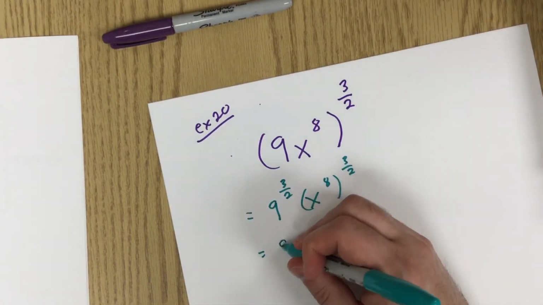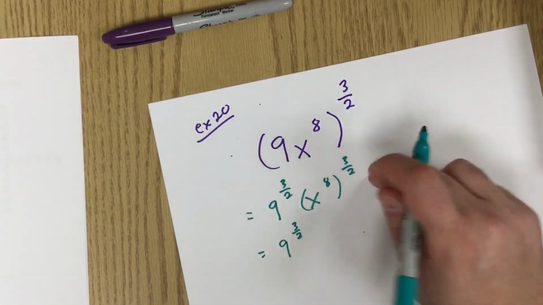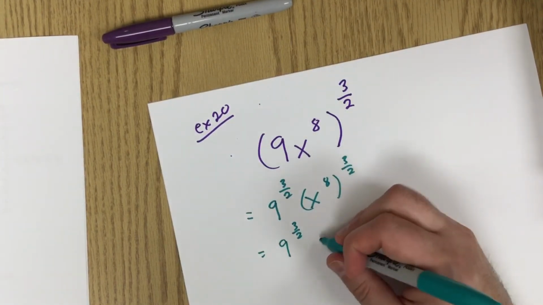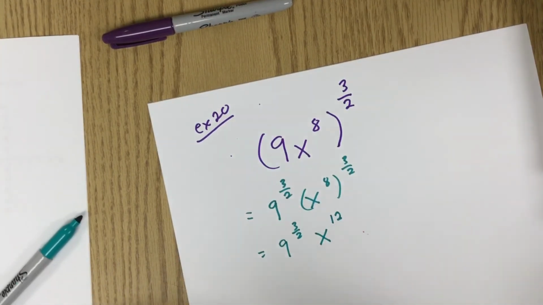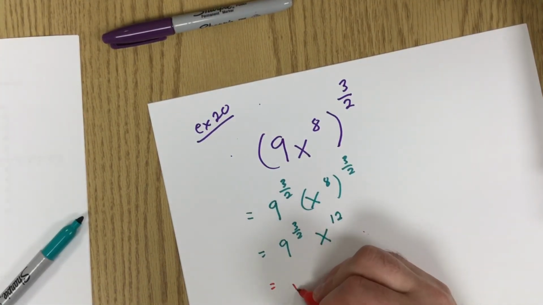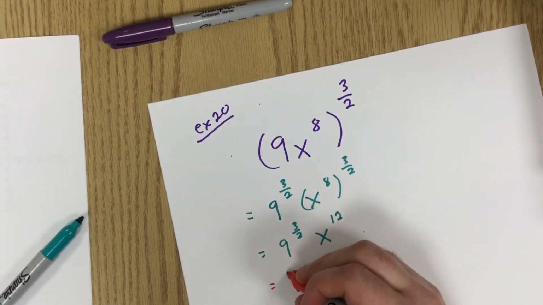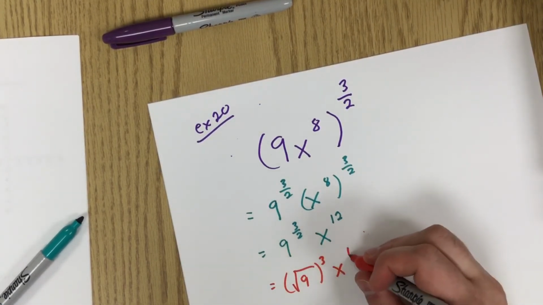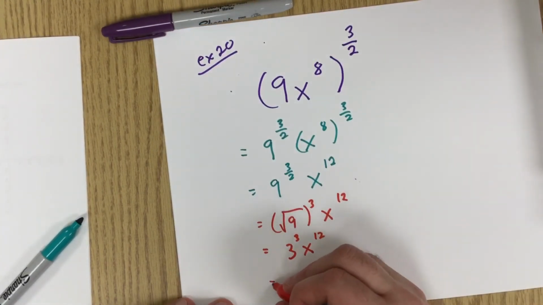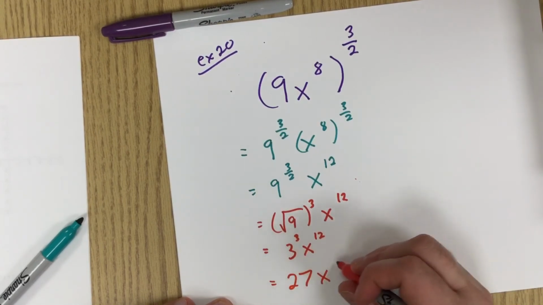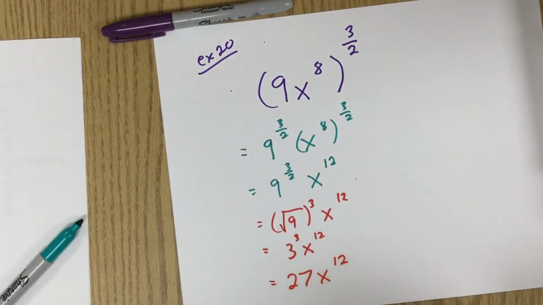And that's going to give us 9 to the 3 over 2. 8 times 3 over 2 is 24 over 2, which is 12, so x to the 12. And that's going to give us the square root of 9 cubed times x to the 12. The square root of 9 is 3, so 3 cubed times x to the 12. And 3 cubed is 3 times 3 times 3, which is 27, so 27x to the 12. So 9x to the 8 to the power of 3 over 2 is 27x to the 12.